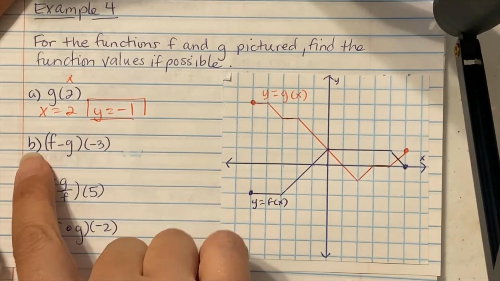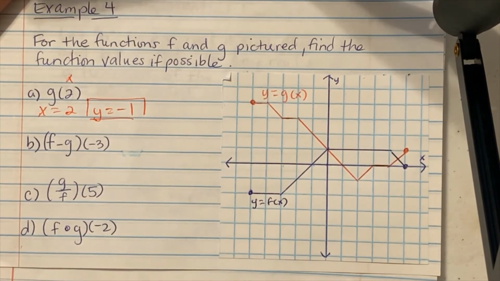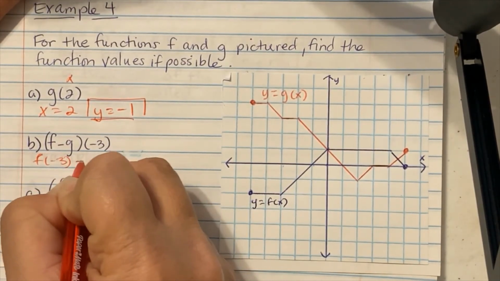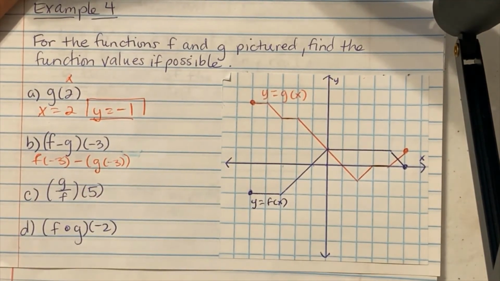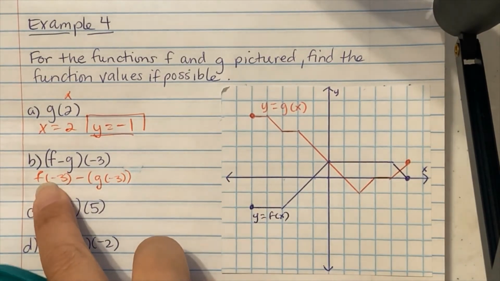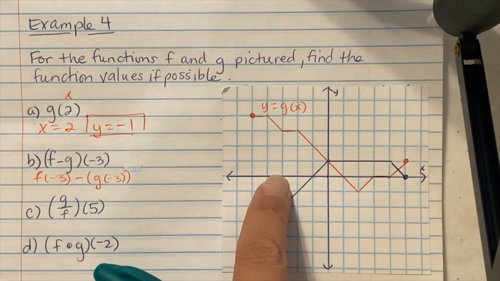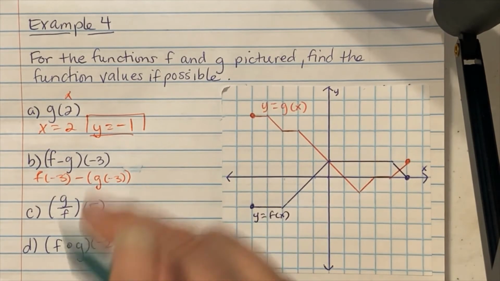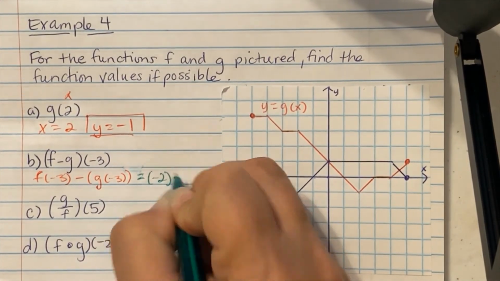On B, it says f minus g of negative 3. So what they're asking you to do is f of negative 3 minus g of negative 3. So we're going to look at our f line first. We're going to go to x equal to negative 3. Negative 1, negative 2, negative 3, and we go down. The graph line is at y equal to negative 2. So I'm going to replace it by saying negative 2. There's a minus sign because I'm subtracting the g.